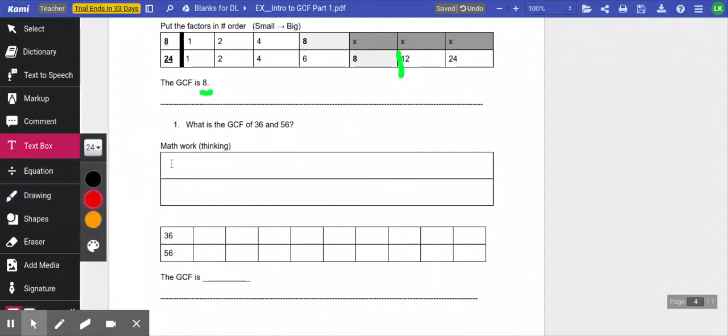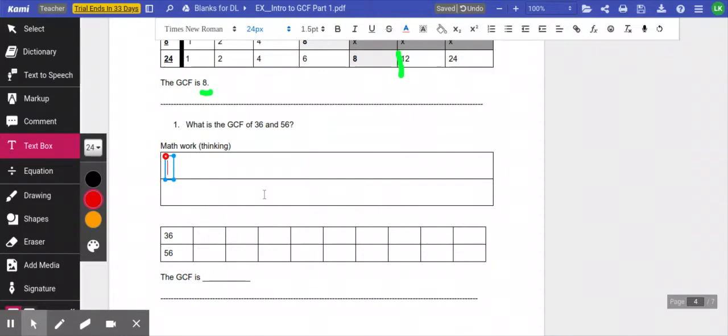So let's try this one. Let's think of all the ways to get 36. I like to start with 1 so we don't forget it. It's an even number, so I know 2. 2 times 18. 3 times 12. 4 times 9. Let's see. 6 times 6. And I think that's it. So there are 2, 4, 6, 8, 10 factors for this one. And again, if you like to, you can write them in order here. I'm just going to use one text box and put some spaces.